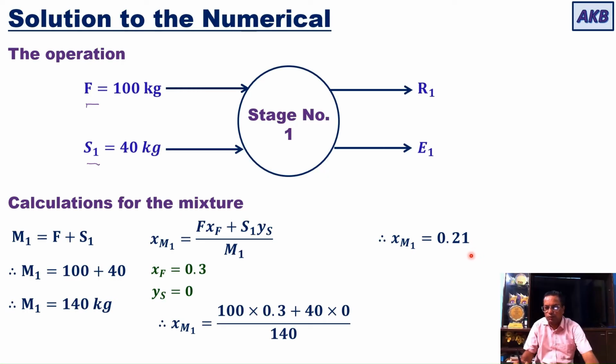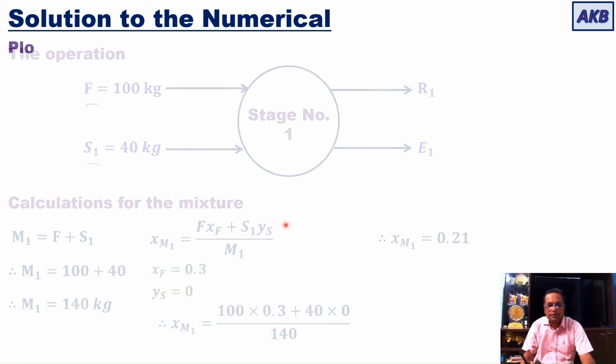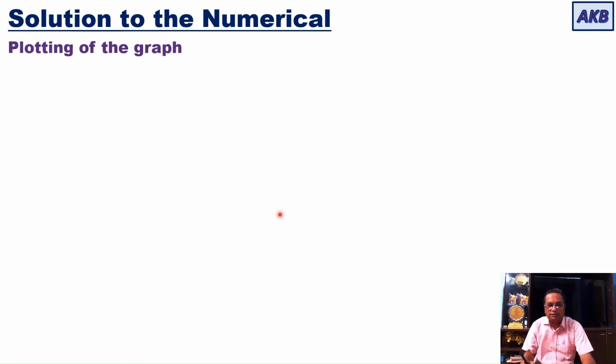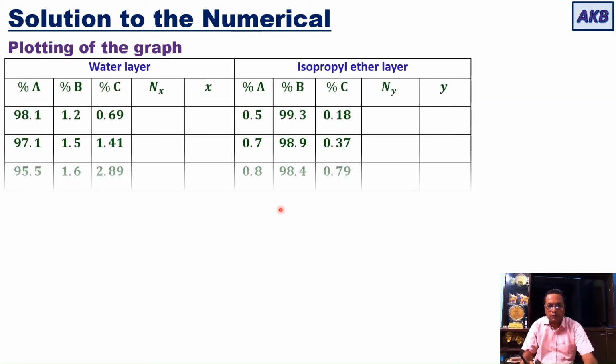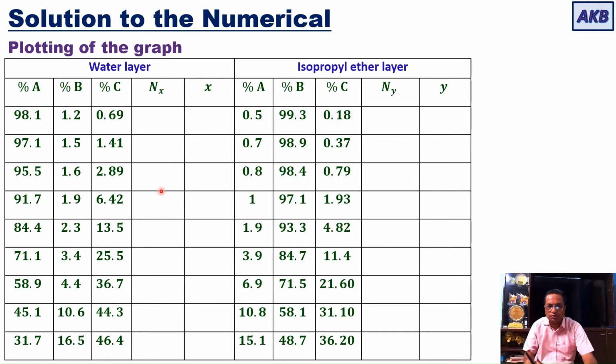So at this point of time, we have got the weight fraction of C in the mixture. We denote that by XM1. And now we are going to use this in our calculation. Okay, let us continue. Now, the next task is we will plot the graph. And for plotting the graph, because we will be showing this material balances on the equilibrium diagram, we are going to use the data, equilibrium data that is given to us.